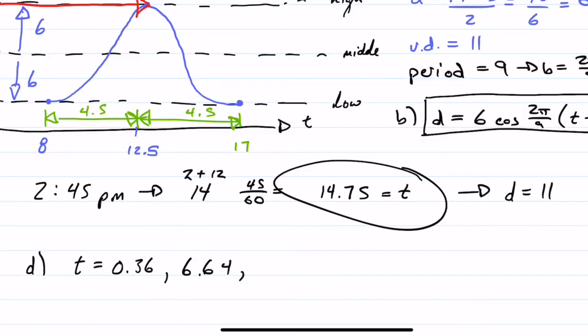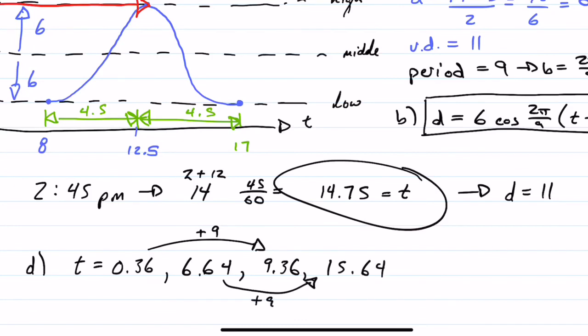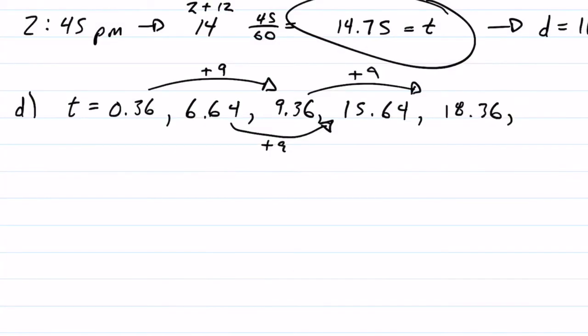Those are the intersections for the first cycle, and then we can use the period to find any other intersections. So basically, we're just using the period 9 to find coterminal angles kind of thing. So I'm just going to add 9 to 0.36, I get 9.36, add 9 to 6.64, I get 15.64, add 9 to the 9.36, and it's 18.36. Add 9 to 15.64, and I get 24.64, which is past 24 hours, so I'm not going to use that.